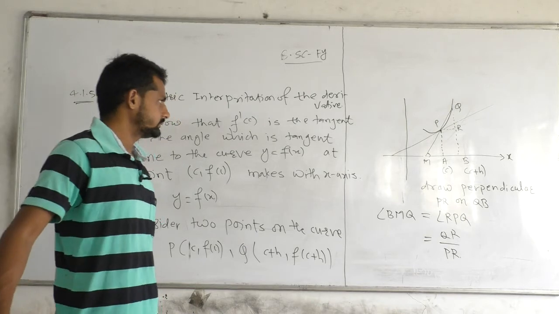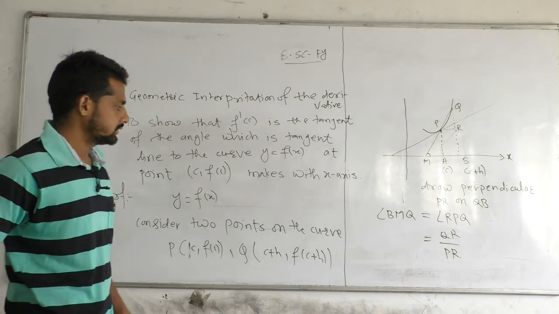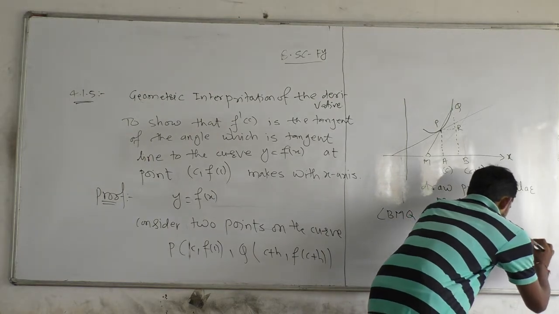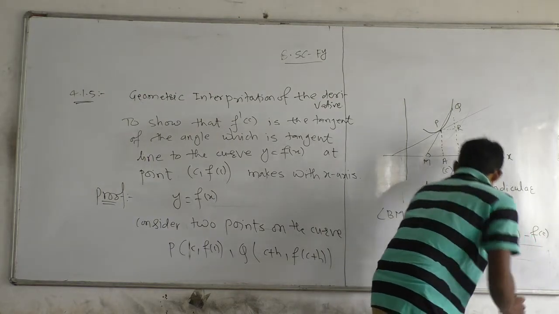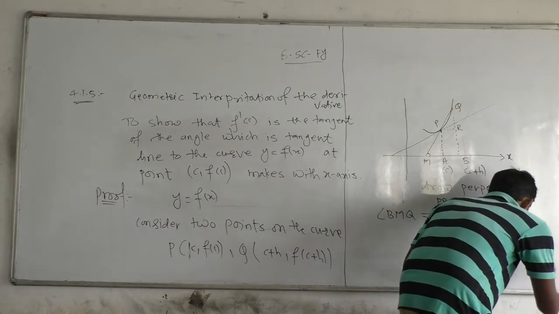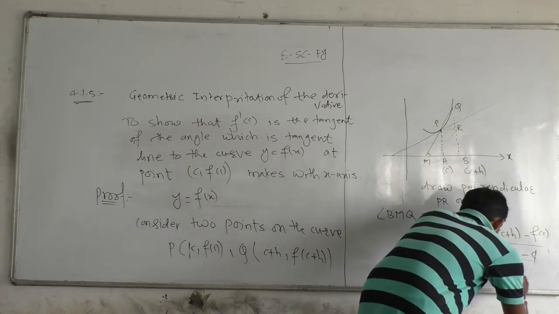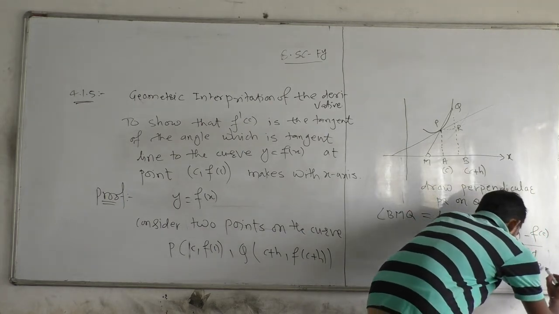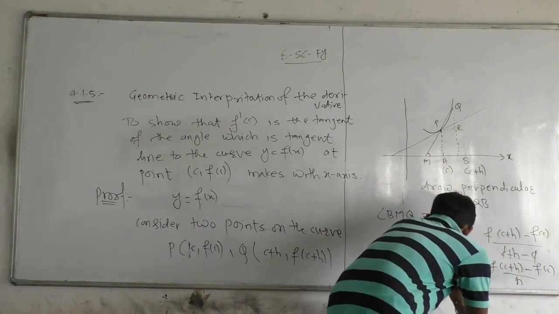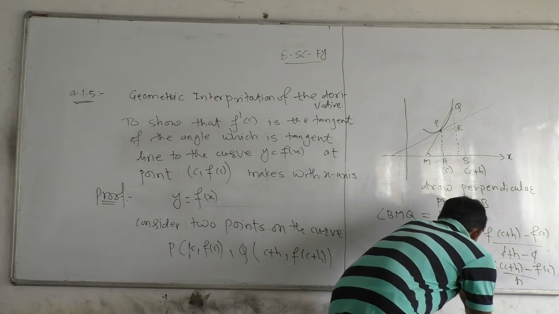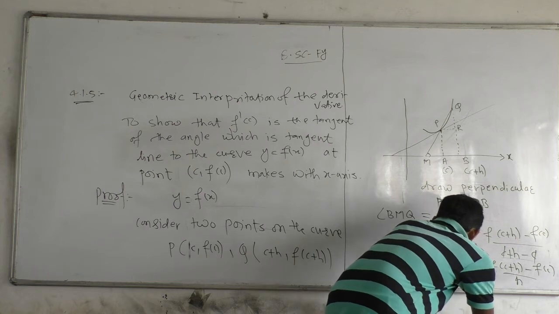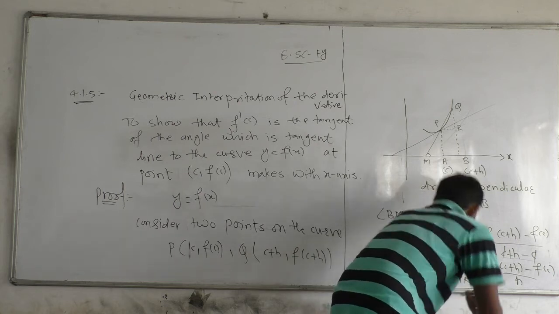But what is QR? QR is f of c plus h minus f of c. And what is PR? PR is c plus h minus c, so c cancels, it is h. So f of c plus h minus f of c divided by h is QR divided by PR.